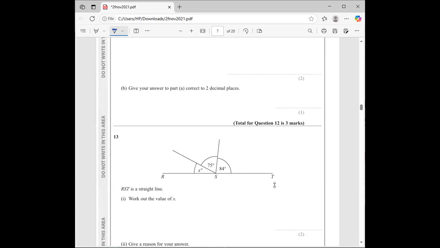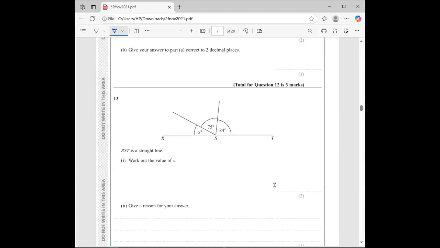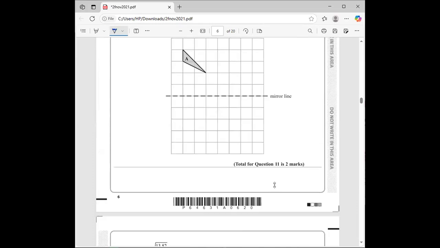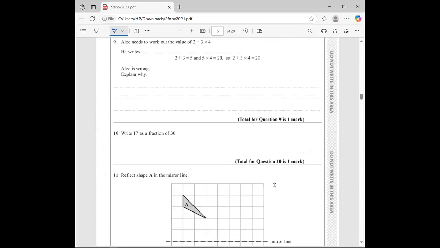Okay, so did you notice that they said give a reason for your answer? So what reason are you going to give for your answer? Angles on a straight line equal to 180. Exactly. Perfect. That's the only reason. Okay, transforms. I'm sure you're good with transforms. How about this one?